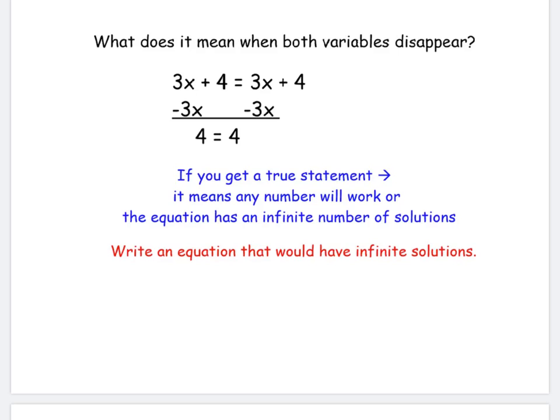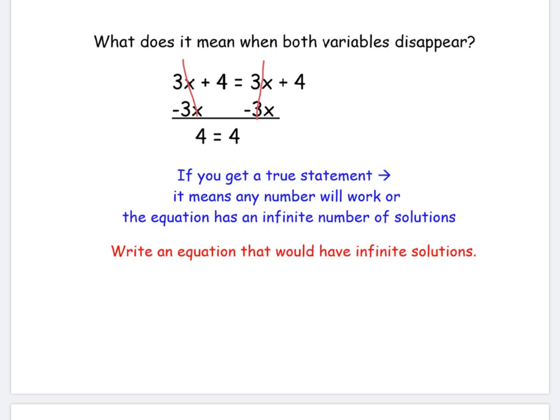So 3x minus 3x gives me 0. They cancel out. And then on this side, 3x minus 3x also gives me 0, so they cancel out. So the only things I'm left with are 4's on both sides. So I get the statement 4 equals 4. 4 equals 4 is a true statement. So because the variable is gone and you get a true statement, what that means is that you would have infinitely many solutions.